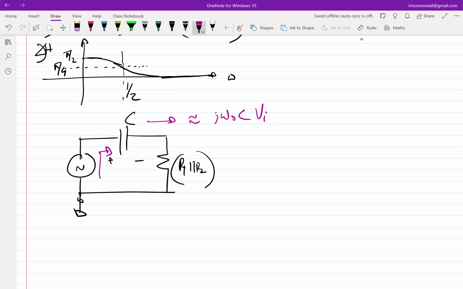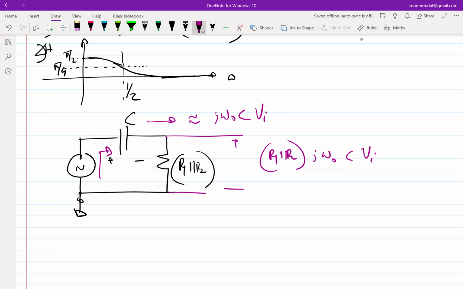right? So this current is flowing into R1 parallel R2. So what will be the voltage that you will develop here? R1 parallel R2 times j omega naught c times Vi. So at very low frequencies, this should be the sinusoidal steady state response of the circuit. And that is what we also saw from that equation. But we are trying to get an intuition as to how to figure out what's going to happen without writing out the full-blown equations, because that will be helpful later on.